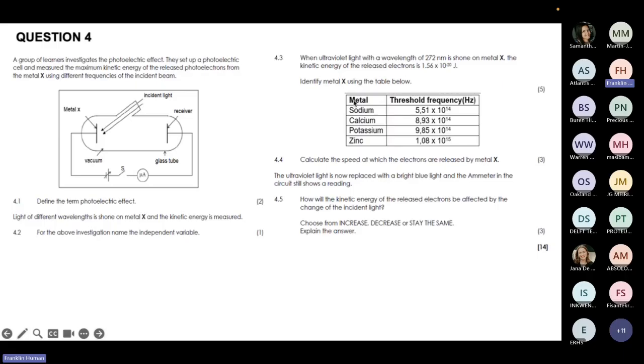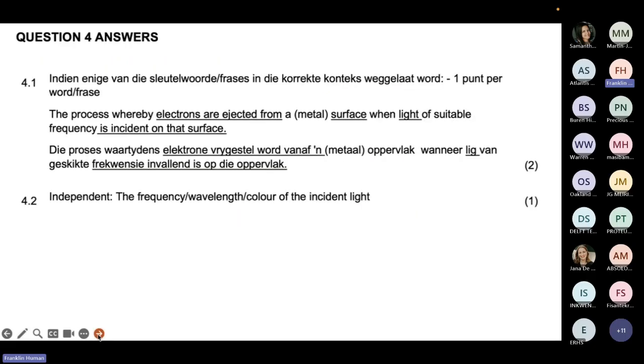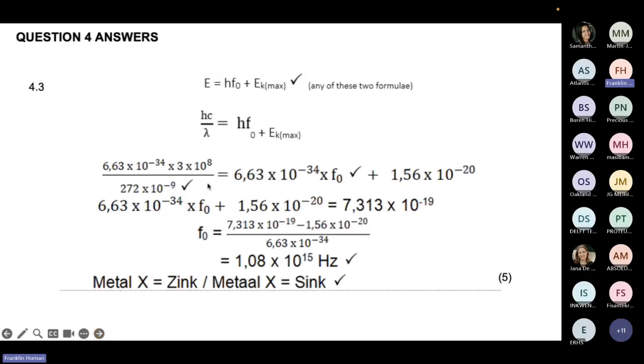In this table, they give you various metals, sodium, calcium, potassium, and zinc, and they also give you the threshold frequency for each of these metals. Remember, the threshold frequency is always the minimum frequency, where work function is the minimum energy. Here they give threshold frequencies in hertz, and these are the various values. Obviously, we will have to do a calculation to identify metal X, and whatever our answer is, we will need to find a corresponding answer there. So let's go and look at our solution for that.